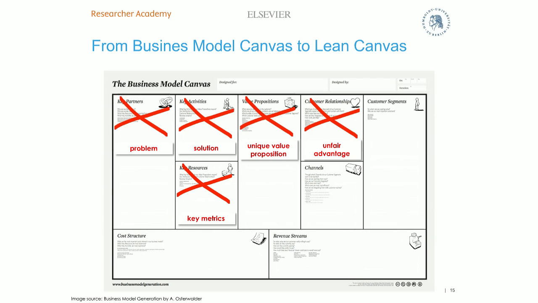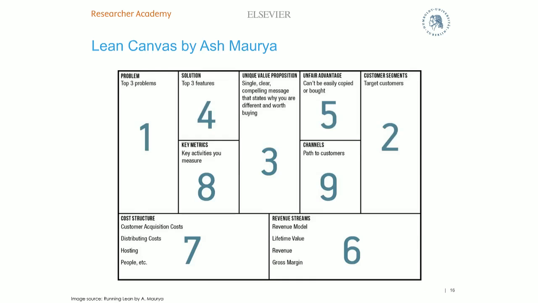In the 8th step, you take a look at key activities you need to measure. You need to understand and define what activities of the customer you want to measure in order to get a better understanding of how your product is accepted or not accepted by the customer. And at last, you take a look at the channels. You need to know your path to the customers. And if you have finished these 9 steps, you have the Lean Canvas business model.